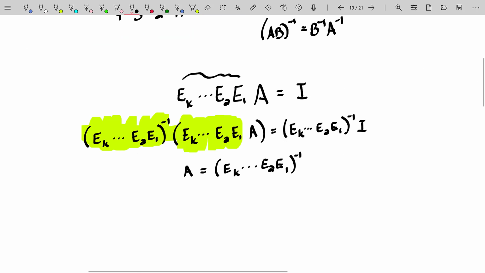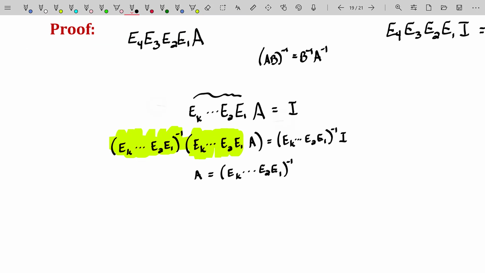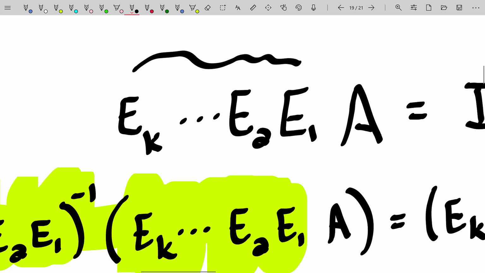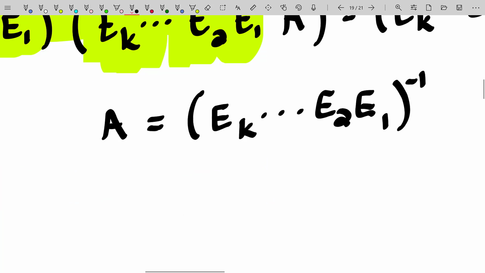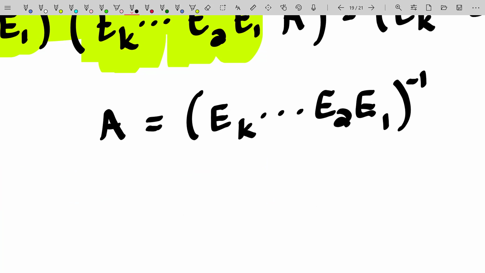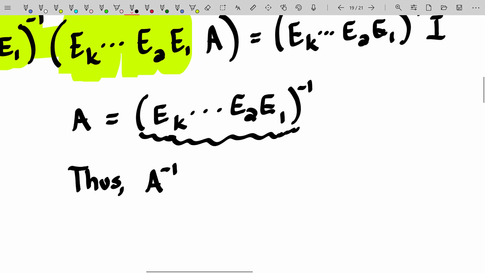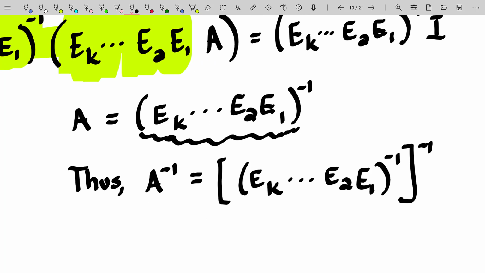So I've just assumed that we can multiply A by a bunch of elementary matrices to get to the identity matrix. If that's the case, then I arrive at the fact that A is the product of a bunch of matrices inverted. That is, A is invertible. There is some matrix that is A inverse, and that matrix is all of this stuff here. Thus, A inverse is actually the inverse, right?